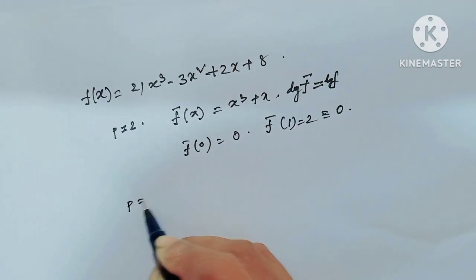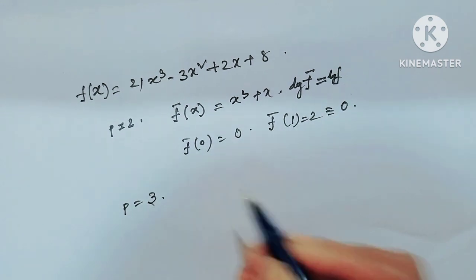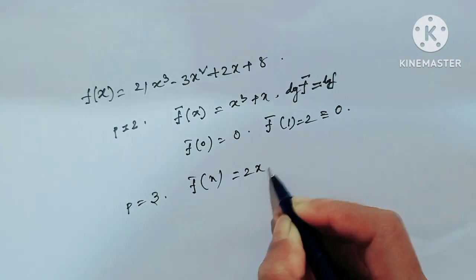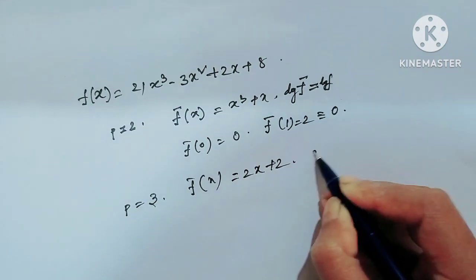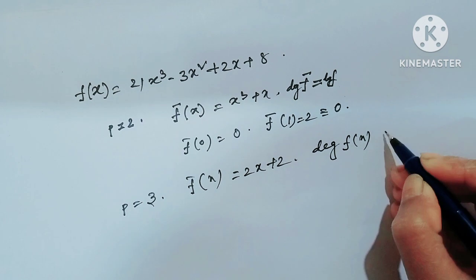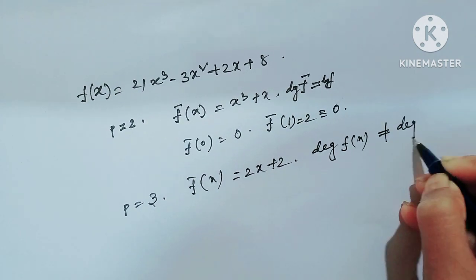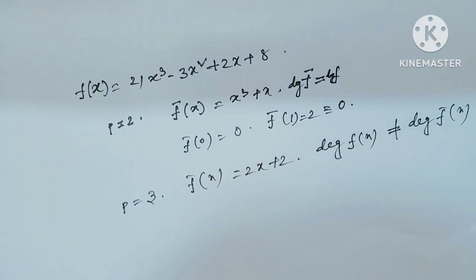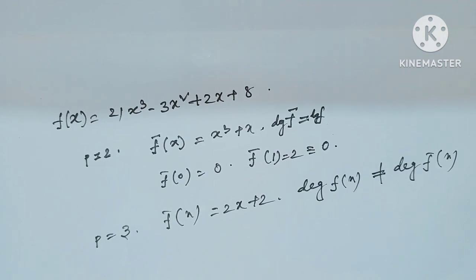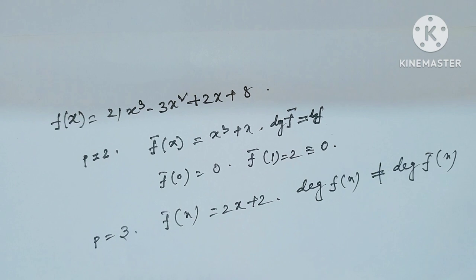Next, consider the prime p equal to 3. Then f bar(x) would be 2x plus 2. Notice here the degree of f(x) is not equal to the degree of f bar(x). Since these two degrees are not equal, we cannot apply the mod p test here either.